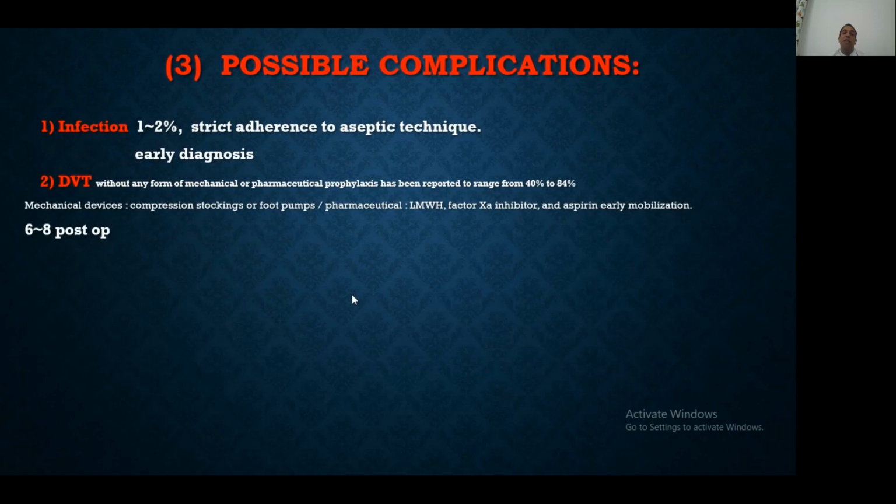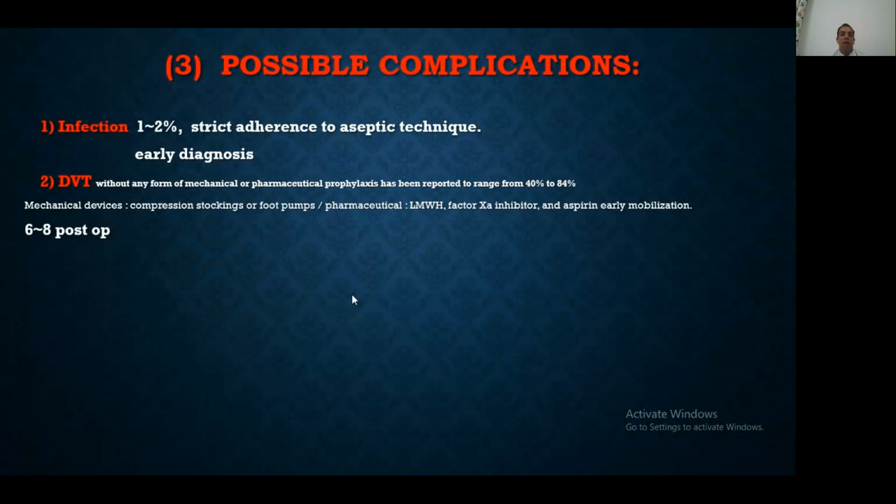Also, we have to diagnose infection early if it happens. So how to diagnose? It's easy, especially laboratory findings: total leukocytic count, ESR, and the most reliable one is CRP. Also, cardinal signs like swelling, erythema or redness. And the most confirmatory test is aspiration and synovial analysis. If you diagnose early, you can treat early, but it's better to avoid infection.